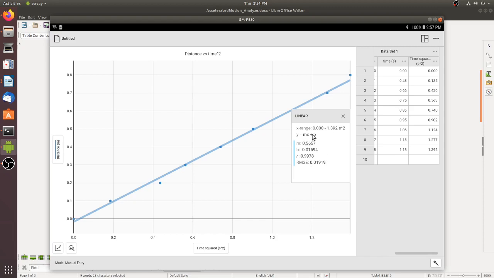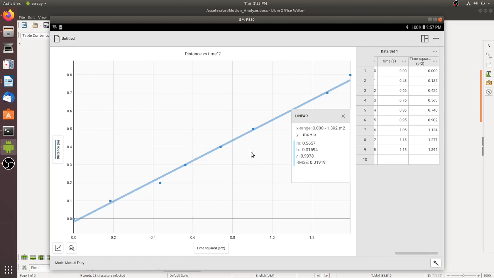Here is the intercept. B is the intercept, negative 0.01594. That's a little off, not much. And the slope is 0.5657. Here's the number I'm interested in, 0.5657. But I need to get this graph into my lab write-up.